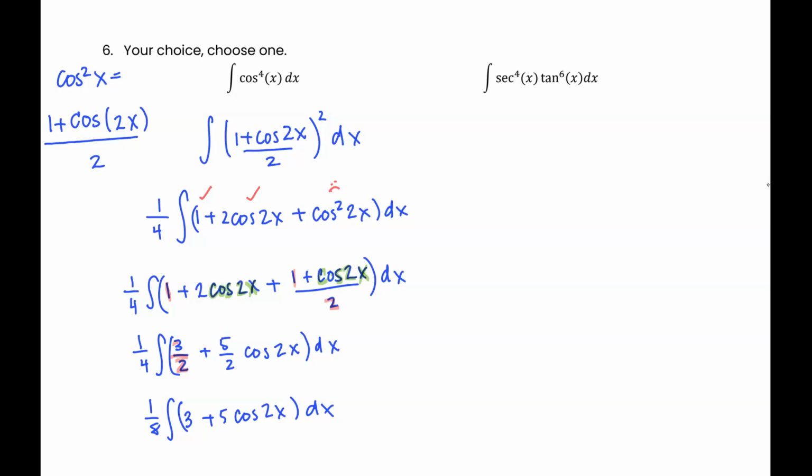So let's go ahead. We are now at a point where we can take an antiderivative. The 1/8 will stay. We're going to have a 3x. And then cosine will become sine. Since we have a 2, we're going to have to divide by that 2. And then we stay positive. So, boop.